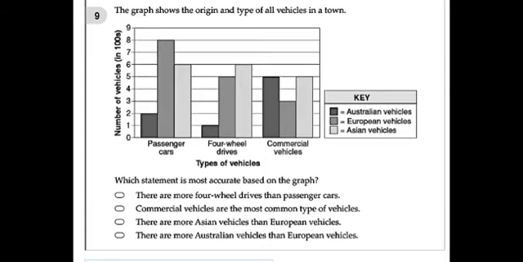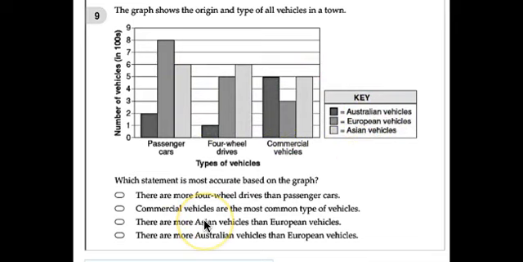Okay, question 9, the graph shows the origin, which means where the car came from, and type of all vehicles in a town, and we've got passenger cars. So they're just ordinary cars. And we've got the four-wheel drives, and we've got commercial vehicles. Now they're vehicles that are used for work and things like that. And the darker shading, like here, is Australian, and the medium shading is European vehicles, and the lightest shading is Asian vehicles.